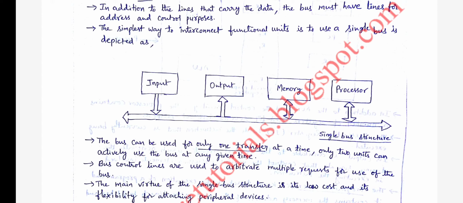We have to connect input, output, memory and processor to that bus, right? We have to transfer the data through this bus to the units like input, output, memory, processor. All those data are shared among input, output, memory and processor. That is the advantage of a bus. That means it is a communication line or communication channel. Through that we can connect more number of devices.